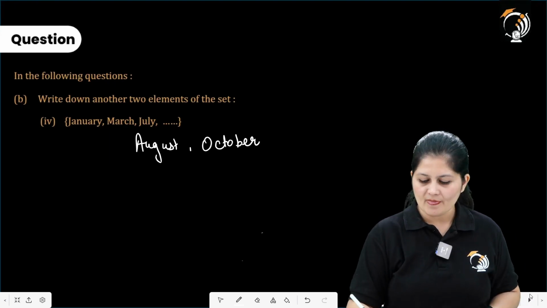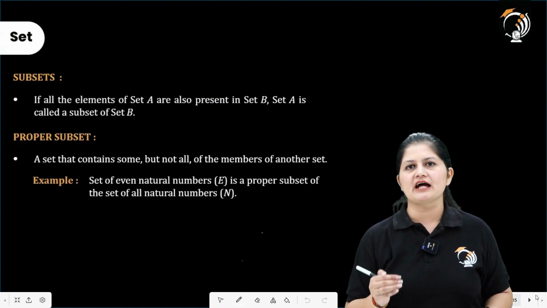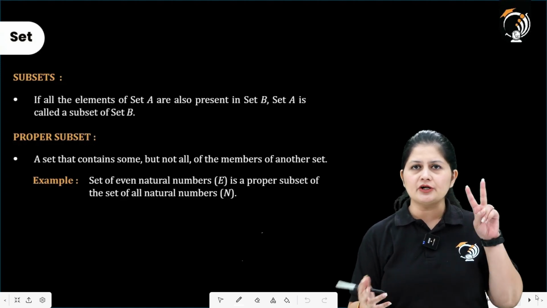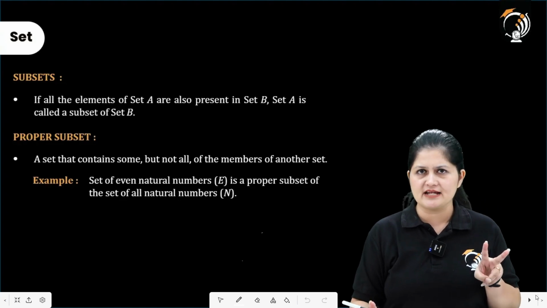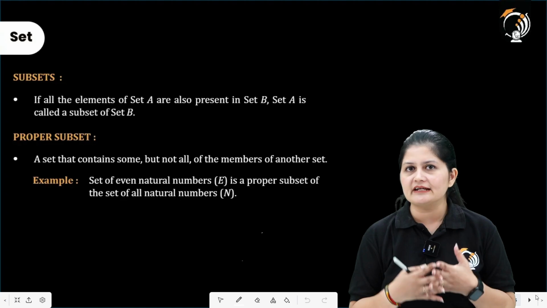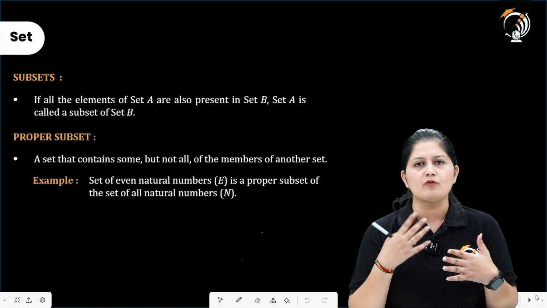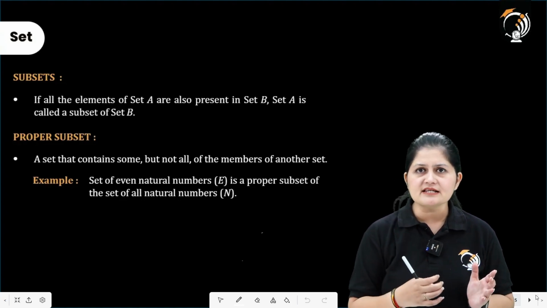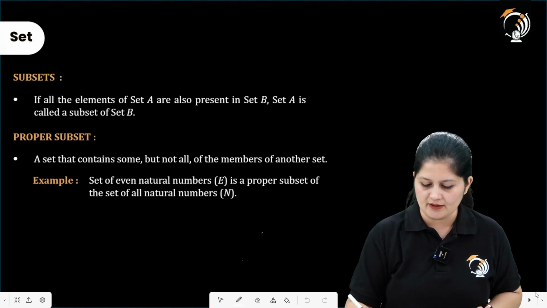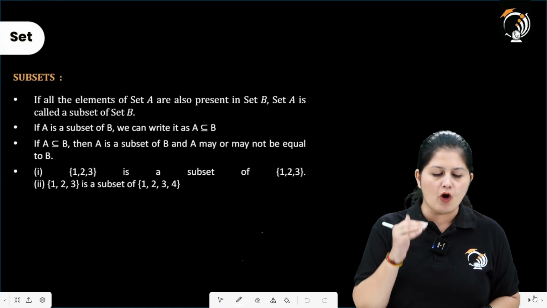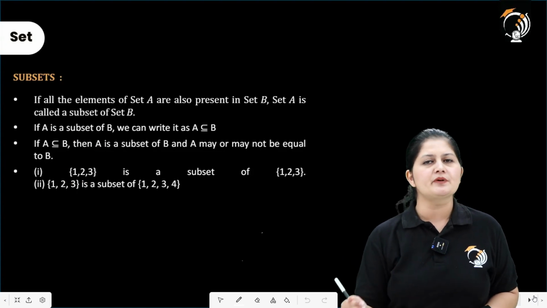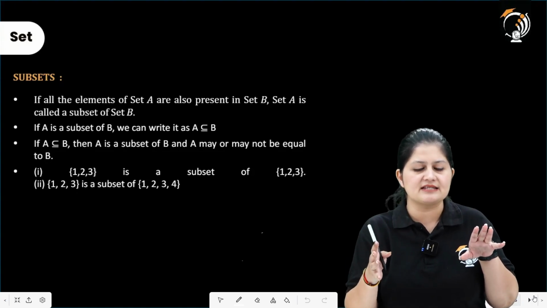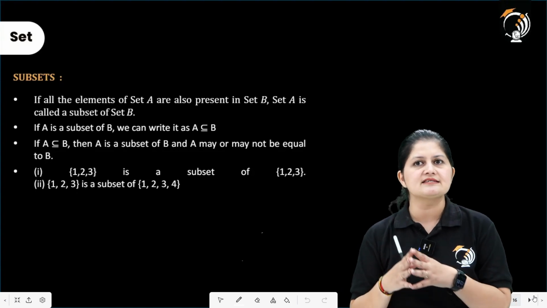Clear? Now, moving to the next definition that we need to understand: what is a subset and what is a proper subset. So, these are the two different definitions that you need to understand, right? Many of the time students get confused with what is a set, what is a subset and what is a proper subset. So, I'll be explaining this entirely. Talking firstly about the subset: if all the elements of A are also present in the set B, right? Whatever the elements of A are, if they are present in the set B, then we say that set A is a subset of B.